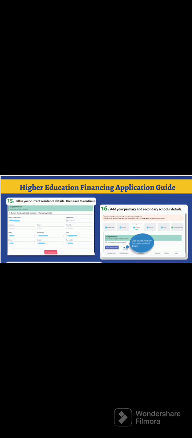So for step number 15, you fill in your current residence details, then you save to continue. You find that there is going to be a congratulations message once that particular data is completed. So you do this, remember to save and continue, and then you click to add your primary and secondary school details. That is step number 16.